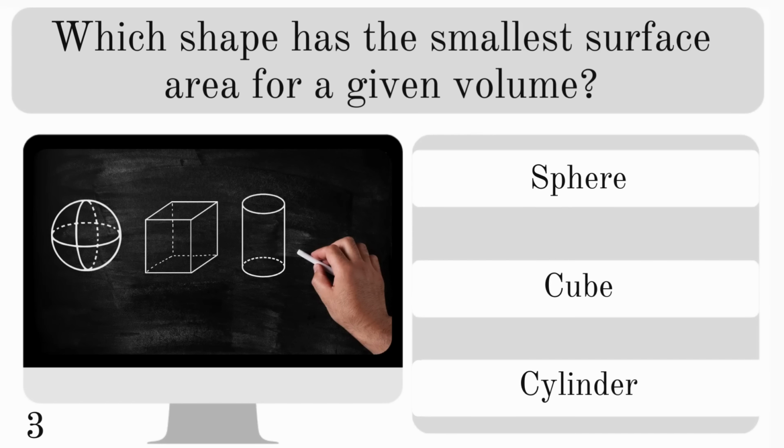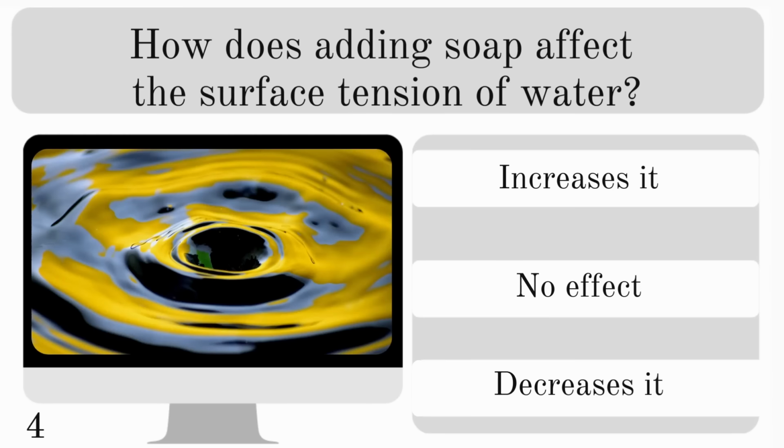Which shape has the smallest surface area for a given volume? Is that a sphere, cube or cylinder? The answer is sphere. How does adding soap affect the surface tension of water? It increases it, there's no effect, or it decreases it. The answer is, it decreases it.